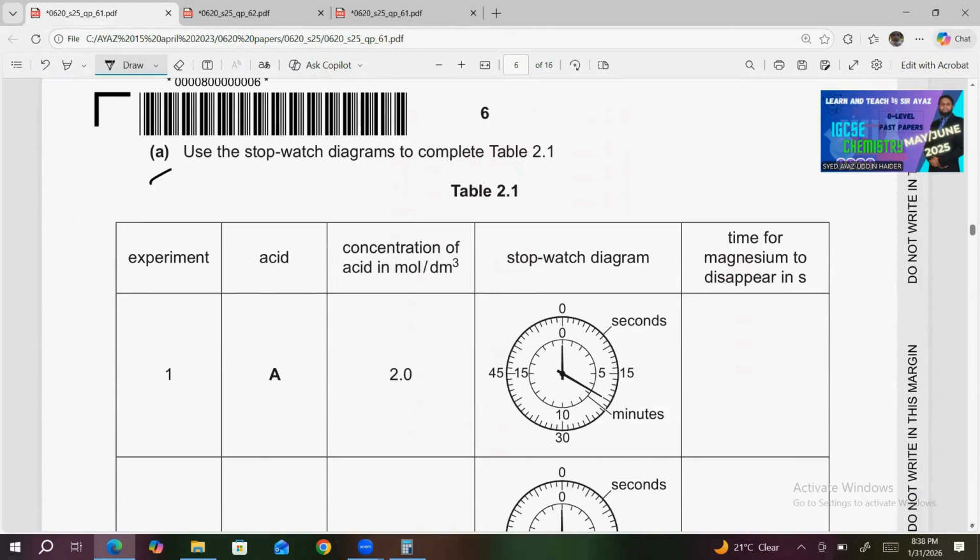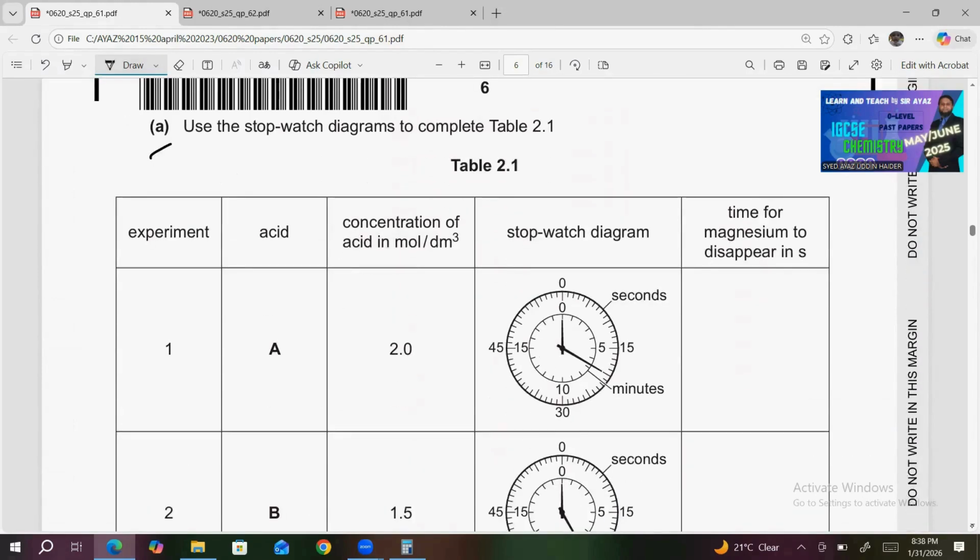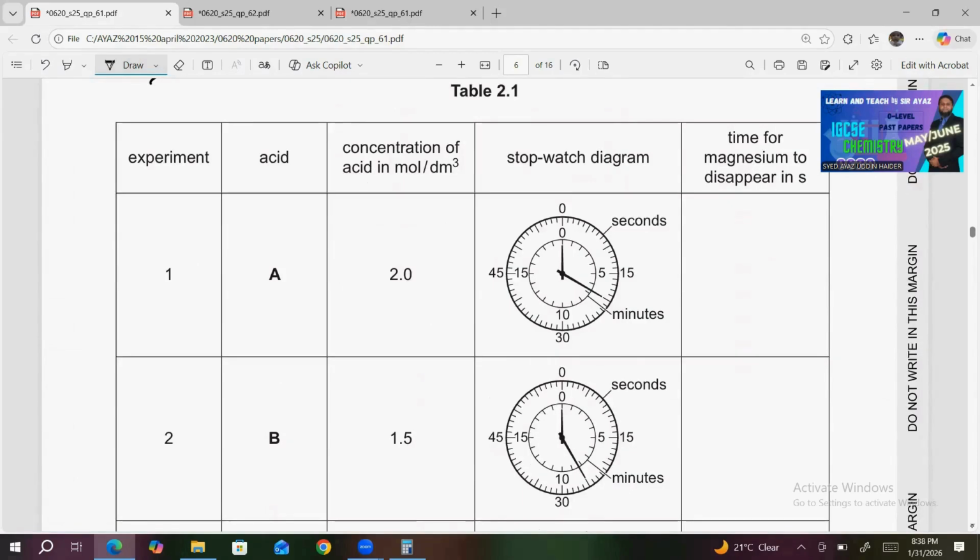A. Use the stopwatch diagrams to complete table 2.1. Now, experiment 1, which is done with acid A, has a concentration of 2 mol per dm³. The stopwatch diagram is given. So the time, if you look at this carefully, only seconds are there. We don't have any minutes. And if you look at this carefully, you have 20 seconds here. So you write 20 seconds.